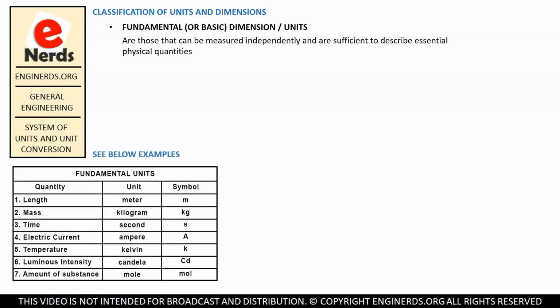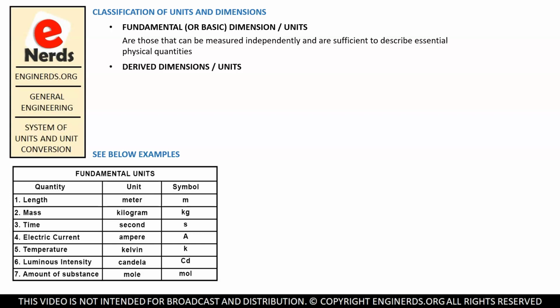So let us see some examples here. So ito yung mga example ng fundamental units. So we have length, mass, time, electric current, temperature, luminous intensity, and the amount of substance which is expressed in mole. So when we measure this particular quantity, the units that we are using is immediately representing a particular physical quantity. I think it will be easier to understand if we define the other class of units and dimension.